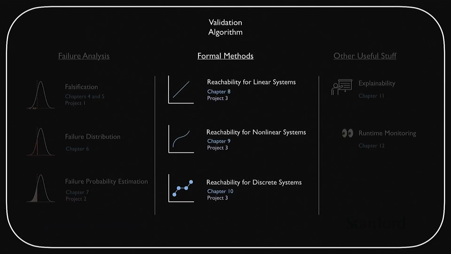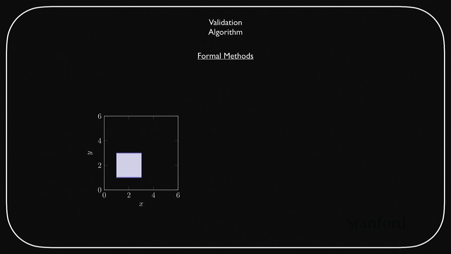So that was failure analysis. Now I'll talk a little bit about formal methods, specifically reachability. Here's an example. We have a very simple system where it's just a 2D space that we're operating in. We're going to assume that we start with an x and y value that's somewhere in this purple square.